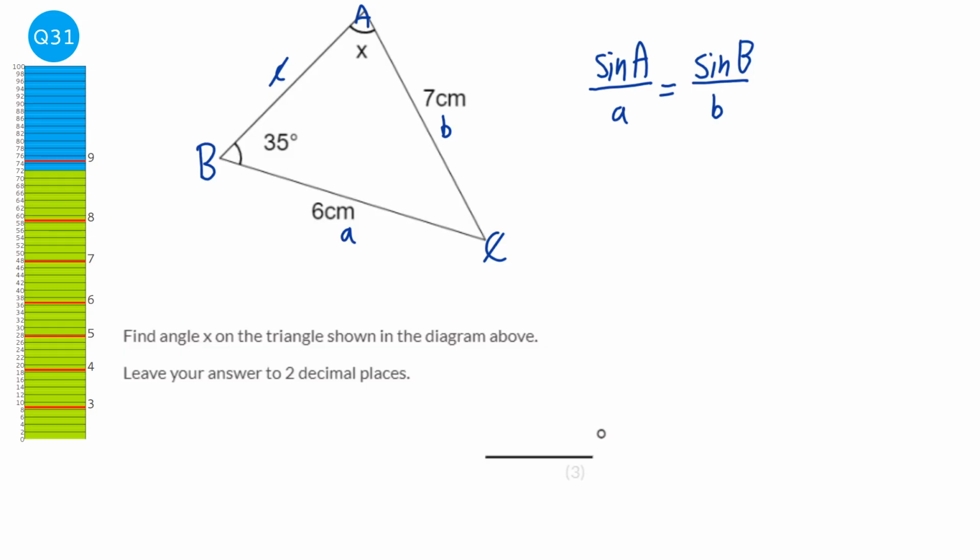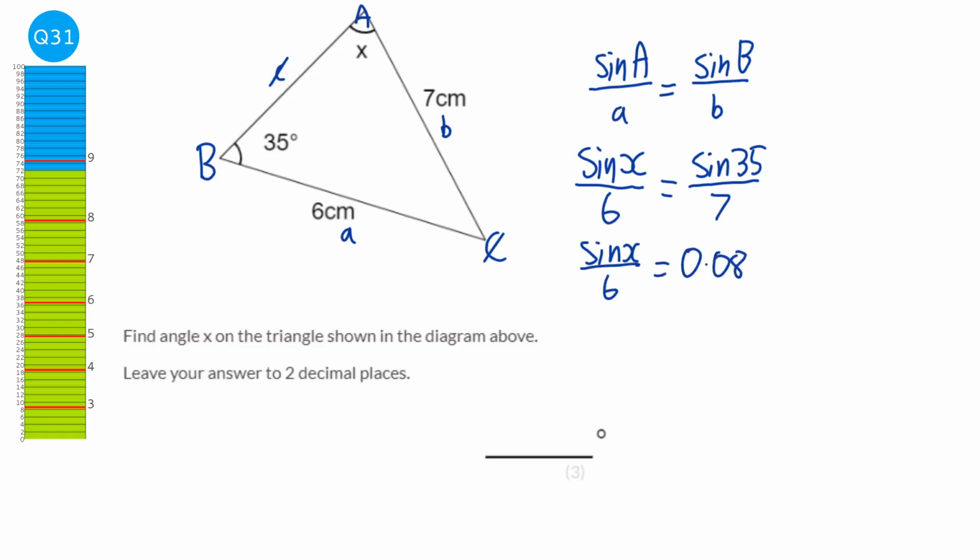Okay, so we're going to fill this in. So sine x, actually, shouldn't it be sine x, over lowercase a which is 6, equals sine B, the angle is 35, over lowercase b, which is 7. Okay, we're going to work out what the right hand side is. So that's going to be 0.081 blah blah blah.